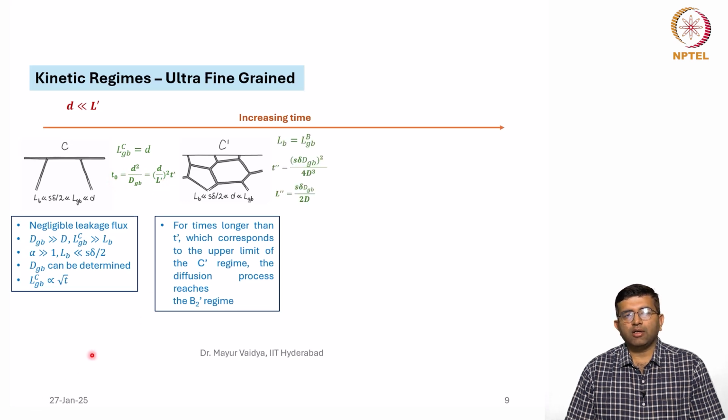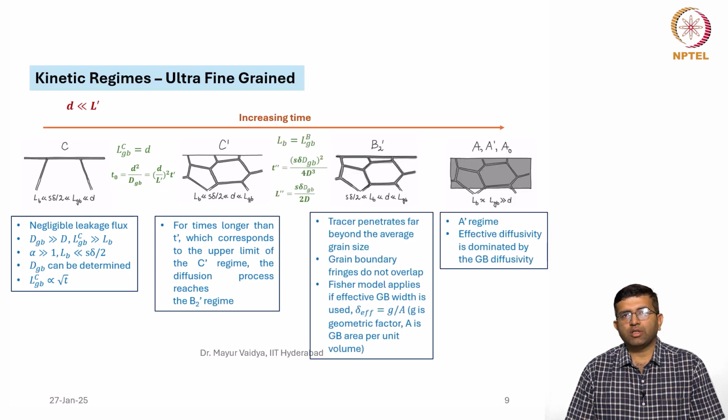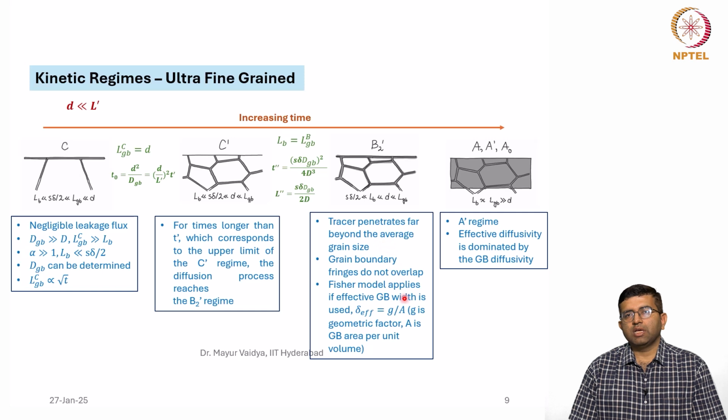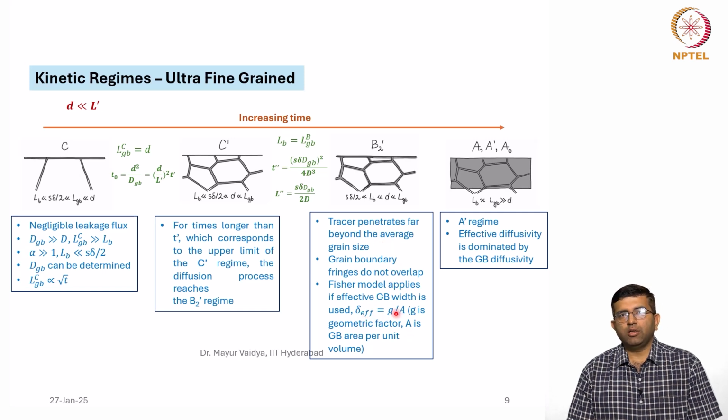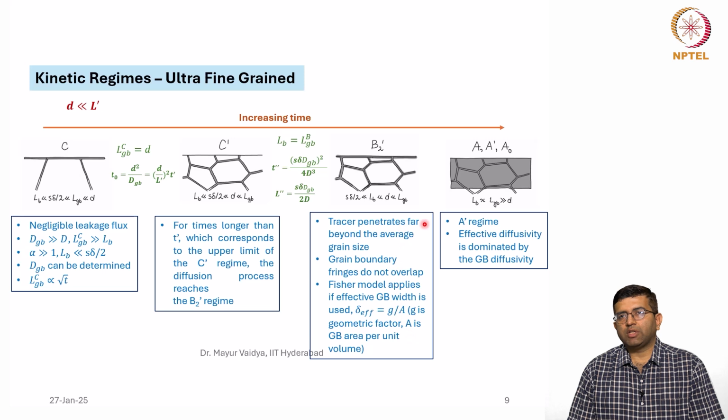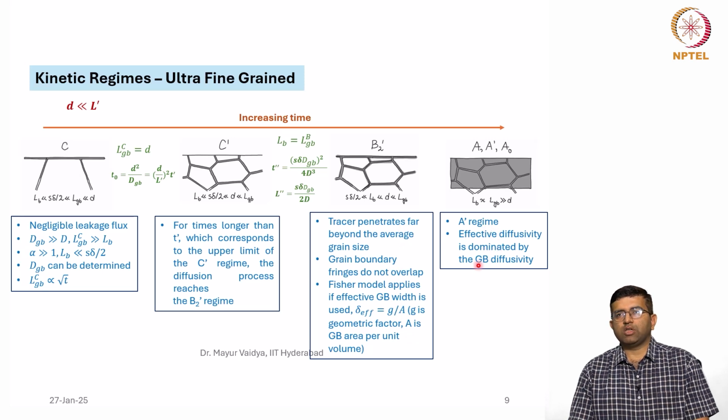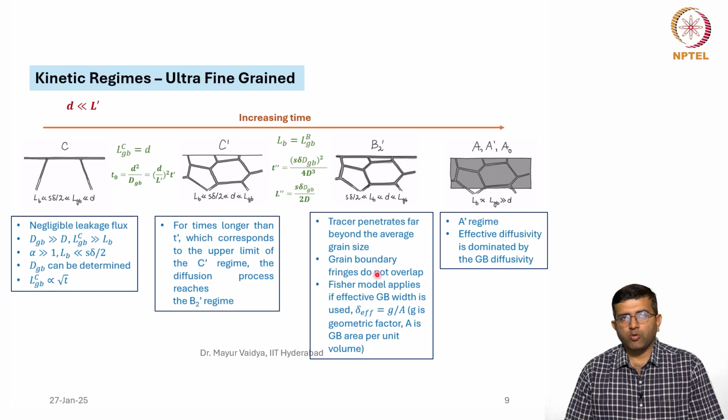Then again, as we increase the time further, the B2 dash regime kicks in because it is an ultra fine grain structure. So, again the tracer penetrates far beyond the average grain size, and the effective grain boundary width can be used to apply the Fisher model. And after that, the A dash regime again comes in, where the effective diffusivity is dominated by the grain boundary diffusivity.